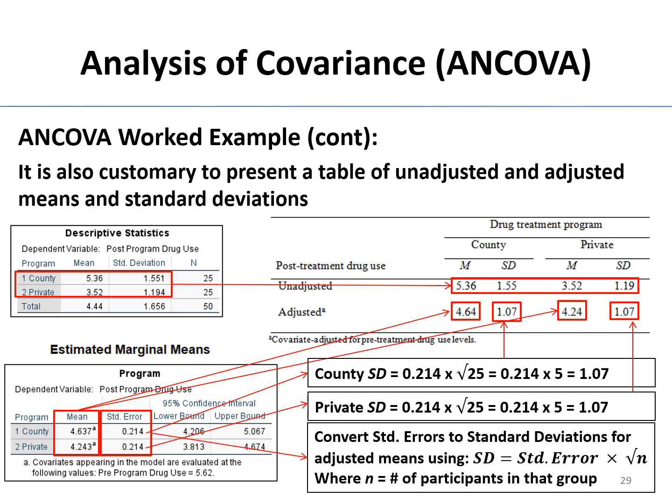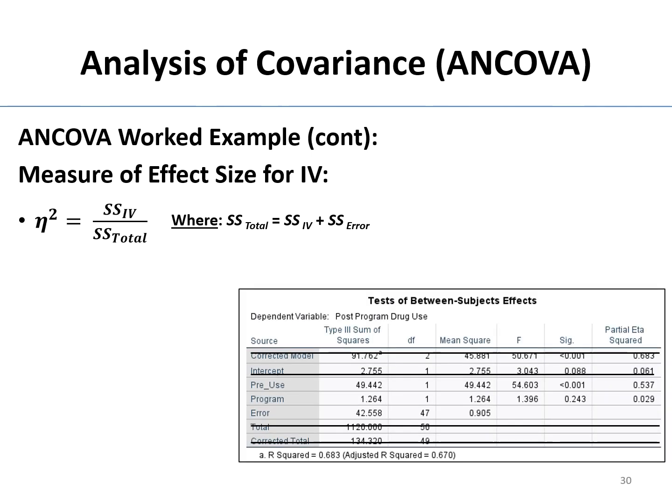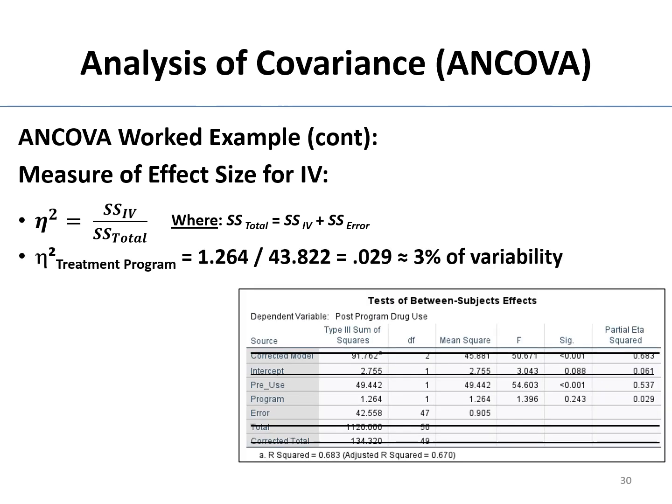So not too bad. The measure of effect size is eta squared. It's sum of squares for the independent variable divided by sum of squares total, where that sum of squares total you have to hand calculate. It's sum of squares for the IV plus the sum of squares for error. Here's our ANCOVA summary table. There's the formula all filled in.